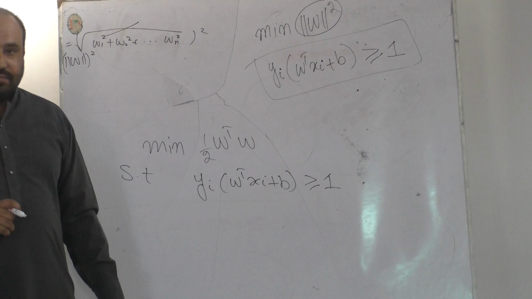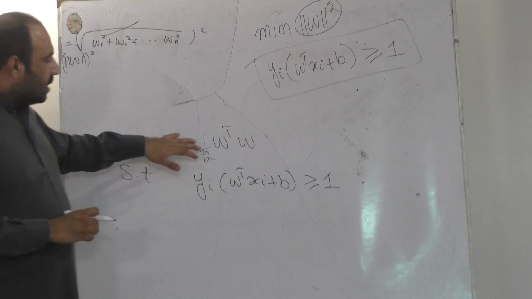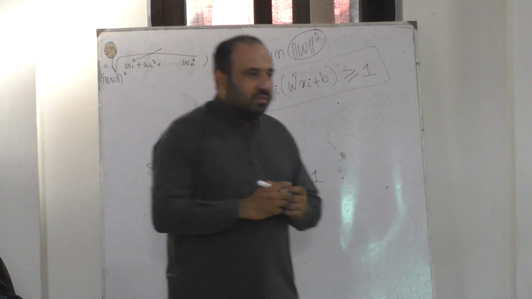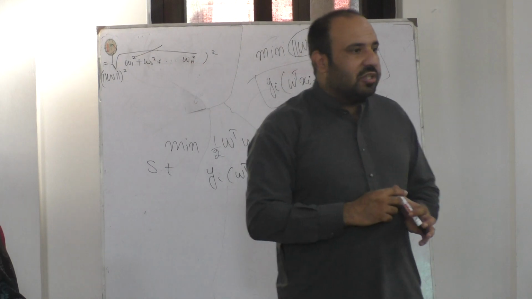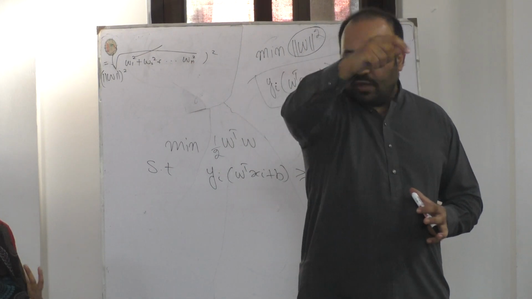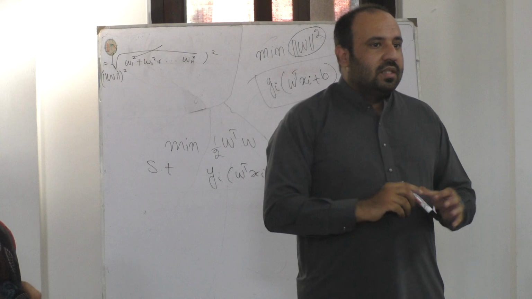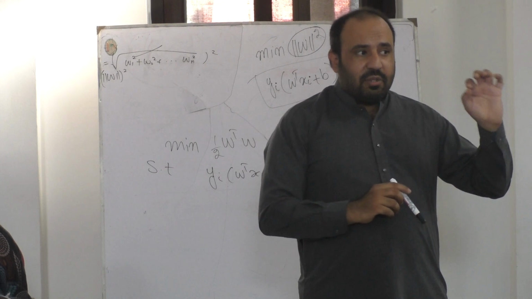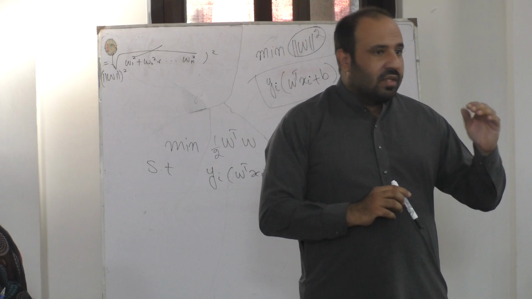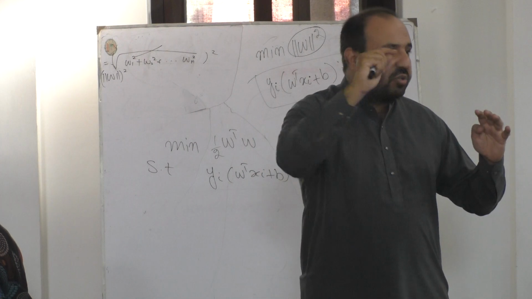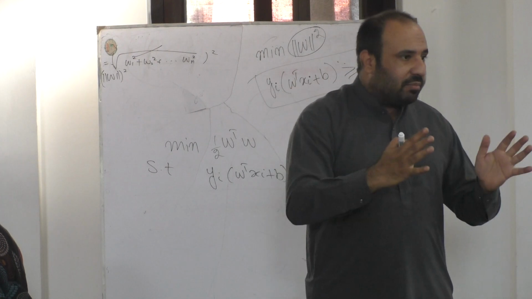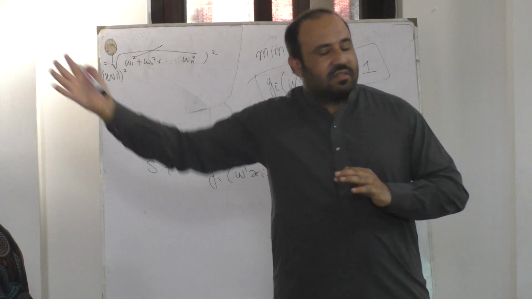So far so good? Okay, so I want a W such that W transpose W is minimum. There are several choices, W1, W2, W3, and so on. So the W for which W transpose W is minimum. For the same W, half of W transpose W will be minimum as compared to the other halves.